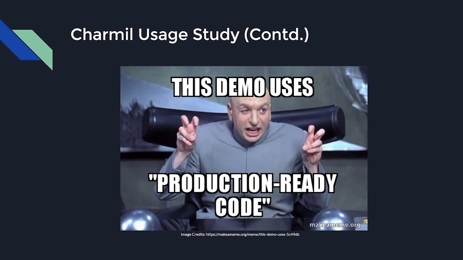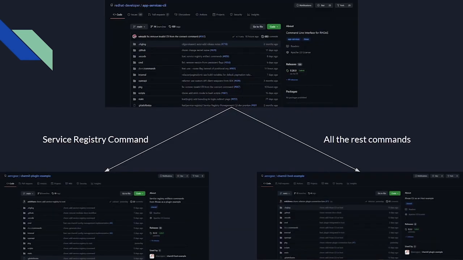Now I know you must be tired of hearing this everywhere, but trust me, this demo does use a production ready CLI. Still don't believe me? See it for yourself in the next slide. So we picked up a production CLI named Rouse, which is built on top of the Cobra framework, and divided it into two separate CLIs present in different GitHub repositories. The left repository named Charmil plugin example has the Cobra command service registry of the Rouse CLI, whereas the repo on the right named Charmil host example contains all the commands of the Rouse CLI except the service registry command.